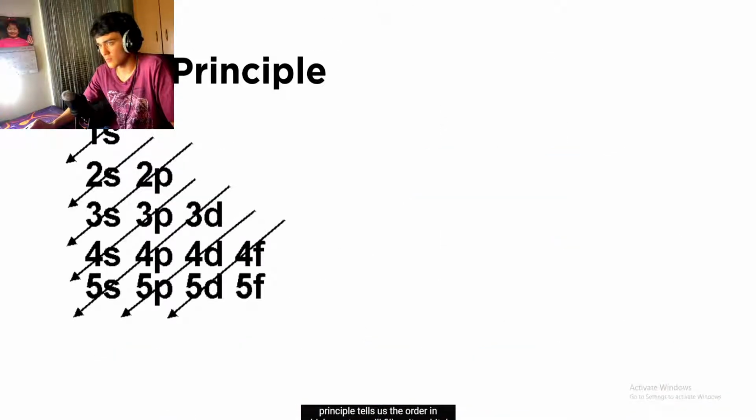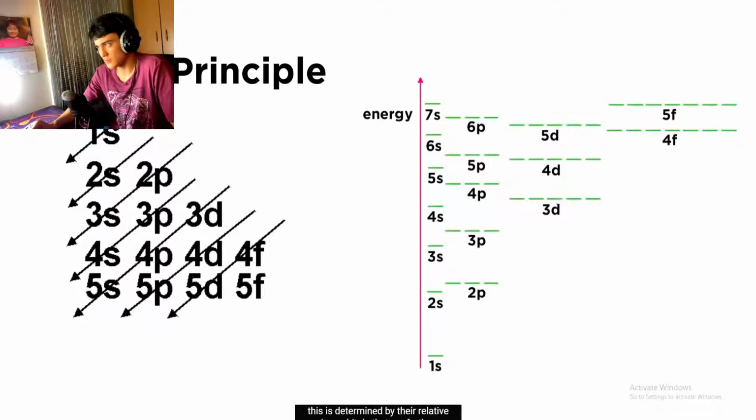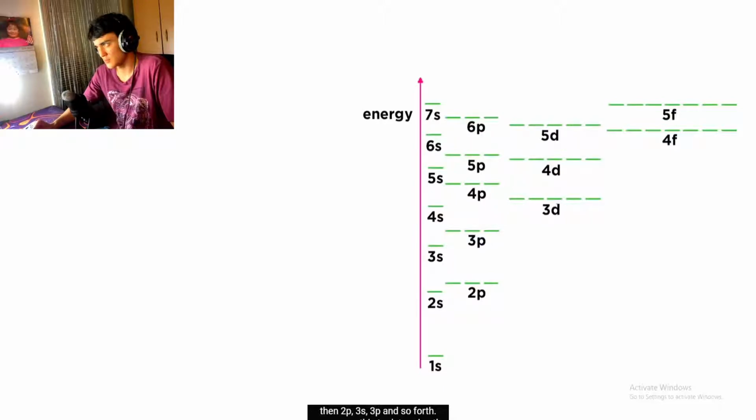The Aufbau principle tells us the order in which an atom will fill up its orbitals. This is determined by their relative energies. Orbitals that are further away from the nucleus have higher potential energy, so it'll be 1s first, then 2s, then 2p, 3s, 3p, and so forth. We can use this to determine the electron configuration of any atom.